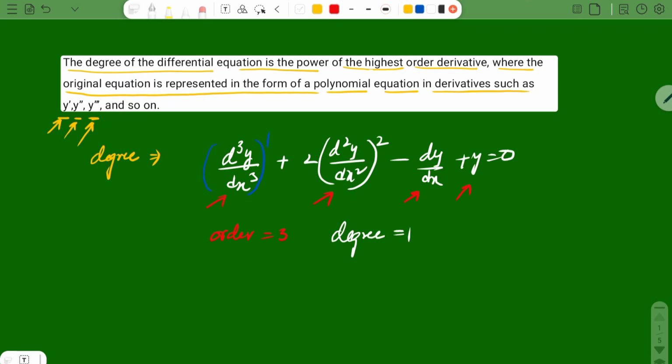Are you clear, students? Please listen carefully. Which order is highest? Identify their exponent carefully. Their exponent is nothing, and nothing means 1. I can say that it's degree 1.